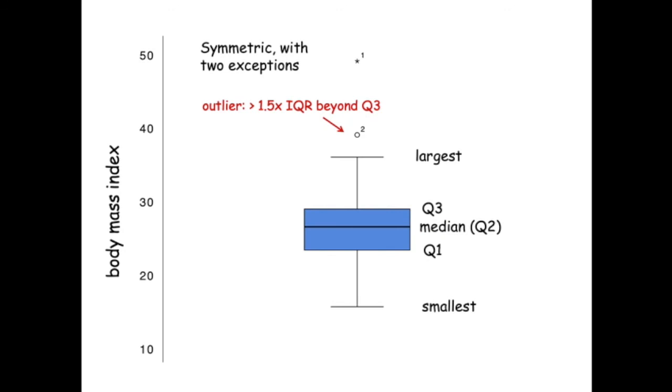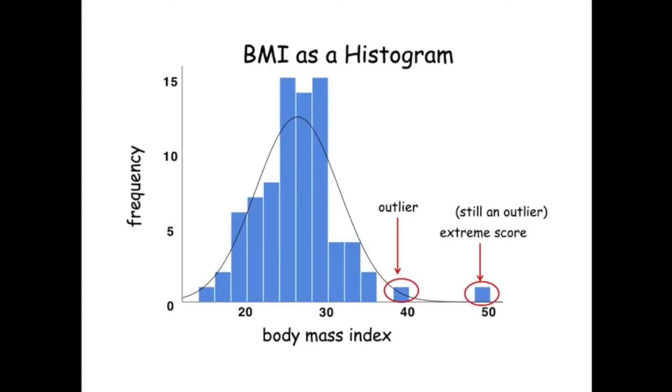This box plot shows one outlier and one observation that has been tagged as a possible extreme score, a value more than 3 times the interquartile range beyond the third quartile. Interestingly, this distribution is fairly symmetric. So despite the occurrence of both an outlier and an extreme score, the distribution follows a fairly normal shape.